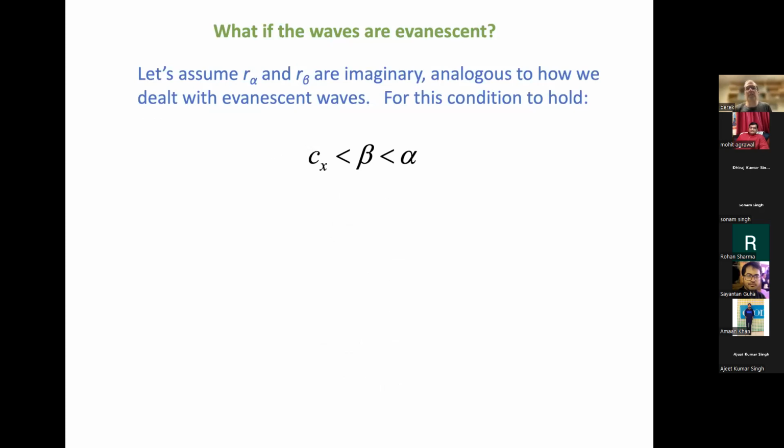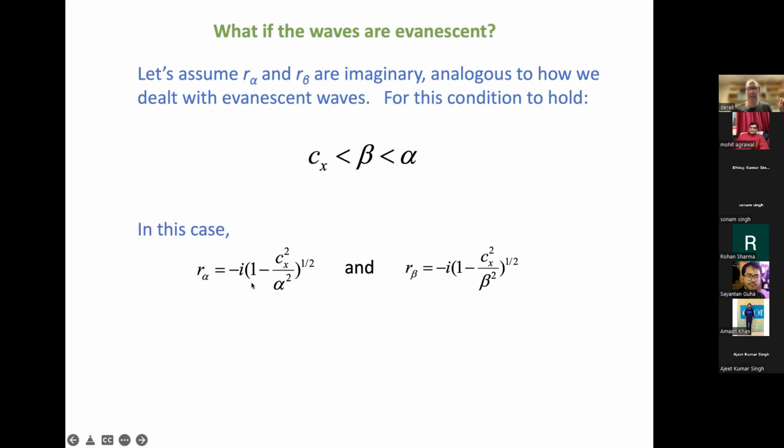So let's assume that R sub alpha and R sub beta are imaginary, analogous to how we dealt with evanescent waves. For this condition to hold, C sub x has to be less than beta, which is going to be less than alpha. In this case, R sub alpha is going to equal minus i times the square root of 1 minus C sub x squared over alpha squared. And R sub beta is going to be minus i times the square root of 1 minus C sub x squared over beta squared.